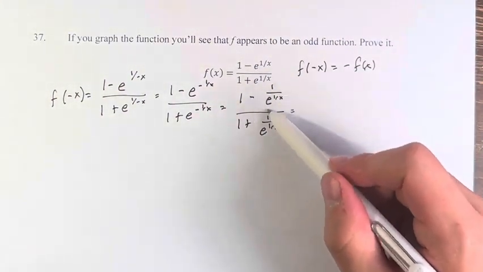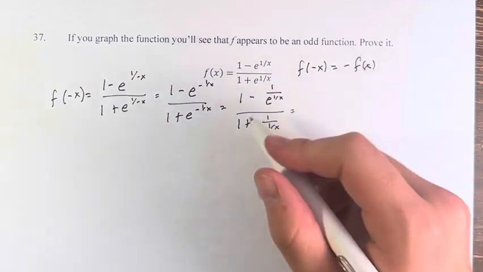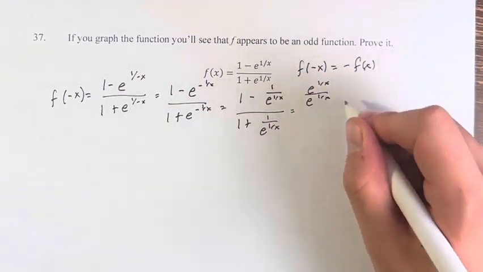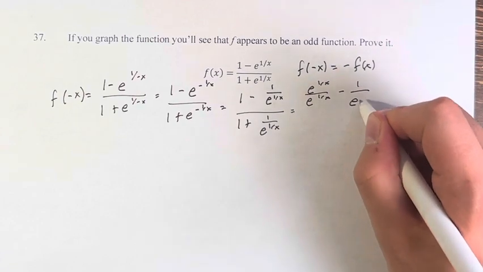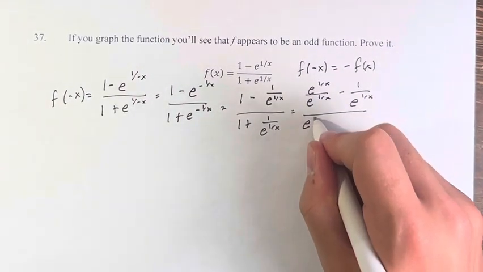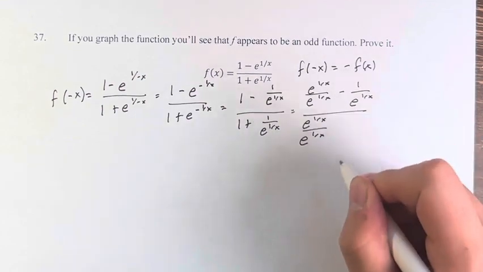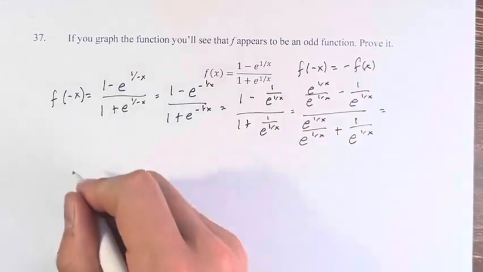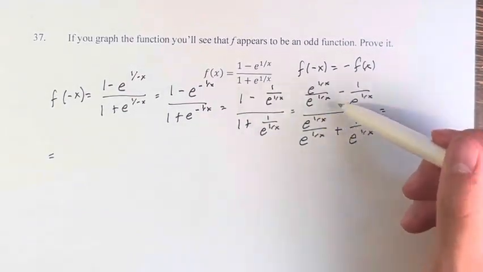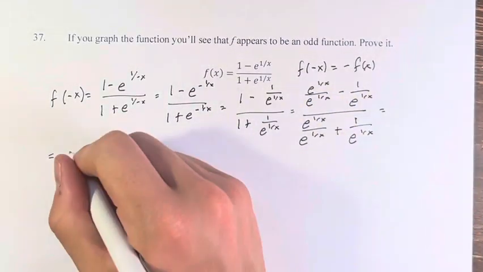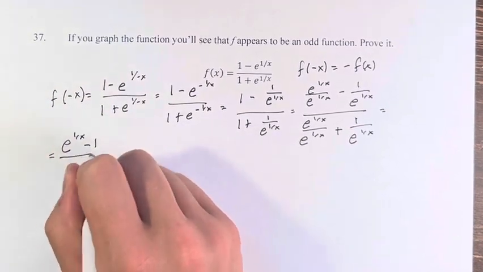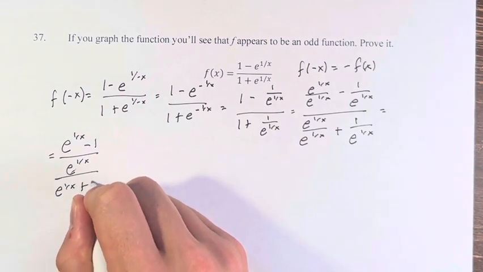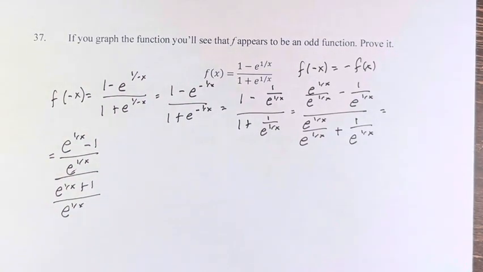So if we want a common denominator here of e to the 1 over x, we can turn 1 into e to the 1 over x over e to the 1 over x, right? This thing over itself is equal to 1. Minus the fraction we already have. Same thing here, e to the 1 over x divided by e to the 1 over x plus this time 1 over e to the 1 over x. And now that we have common denominators, we can add or subtract the numerators. So this is e to the 1 over x minus 1 over e to the 1 over x, over e to the 1 over x plus 1 over e to the 1 over x.